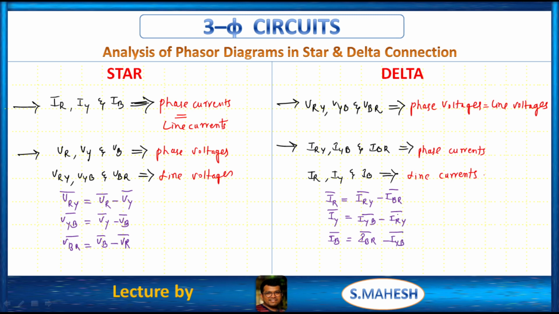That's it. So in case of star, phase current is equal to line current. In case of delta, phase voltage is equal to line voltage. But in case of star, line voltage is equal to root 3 times the phase voltage, and line current is equal to root 3 times the phase current in case of delta. Later we will summarize the conclusions. First we have to draw phasor diagrams with respect to different types of loads.